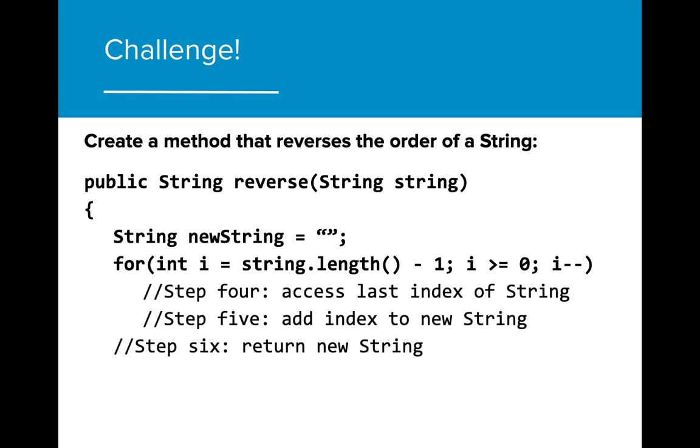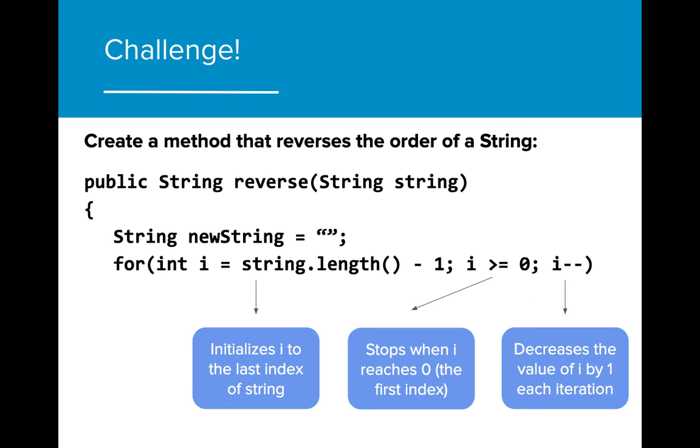Here is an implementation of the for loop that we just discussed. It looks a little different than the one that we originally used to traverse strings, so let's break it down. Instead of initializing I to the first value of the string, we want to initialize it with the last value of the string. We can do that by calling string.length minus 1 to get the last index as the first value of I. Remember that the length of a string is 1 more than the last index, because strings start at index 0.